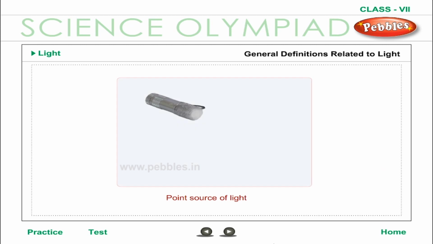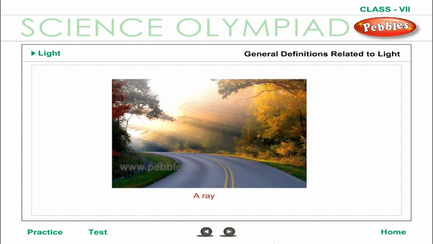Point source of light. If a screen with a pinhole is placed in front of a lighted bulb, then a point source of light is obtained. From the point source, light propagates uniformly in all directions. A ray. Light from a point source spreads out in all directions. The direction of a very narrow path of light is known as a ray of light. A ray of light is represented by a straight line with an arrowhead. The arrowhead gives the direction of light.